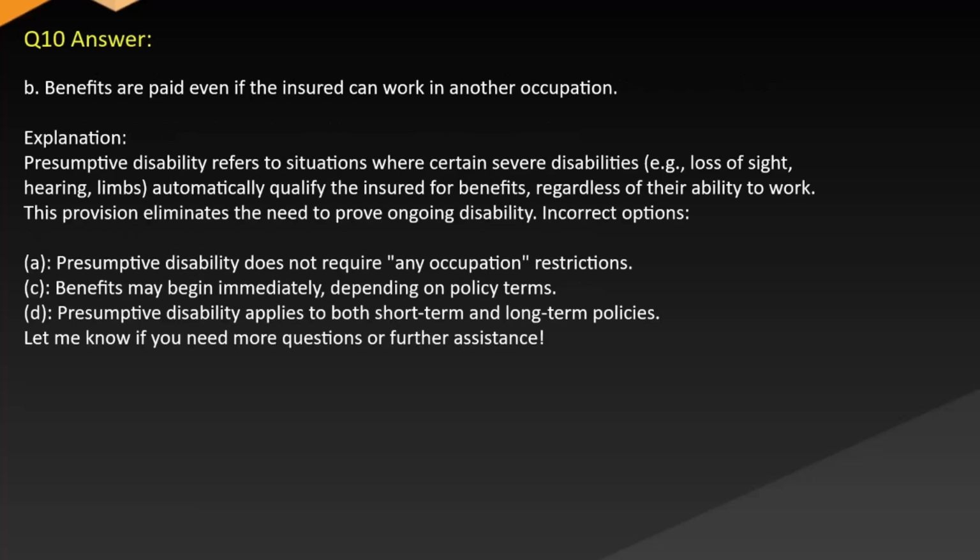Answer. B. Benefits are paid even if the insured can work in another occupation. Explanation. Presumptive disability refers to situations where certain severe disabilities, e.g. loss of sight, hearing, limbs, automatically qualify the insured for benefits regardless of their ability to work. This provision eliminates the need to prove ongoing disability.